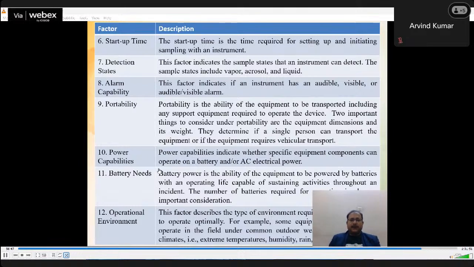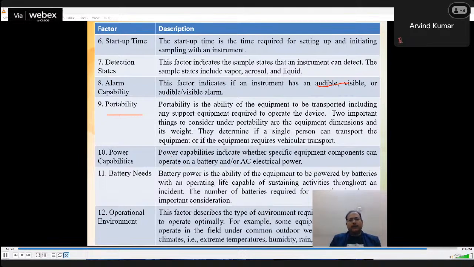Next factor is detection states. This factor indicates the sample states that an instrument can detect. The sample states include vapor, aerosols, liquid. That means it should be multi-sample or multi-state based. It could be vapor, aerosol, liquid. It should detect all the states. Next is alarm capability. This factor indicates if an instrument has audible, visible, or audible and visible alarms. Capability and compatibility, both terms can be very easily used for this factor regarding instrumentation finalization. Next is portability, an important factor in case of CBRN or chemical detection.